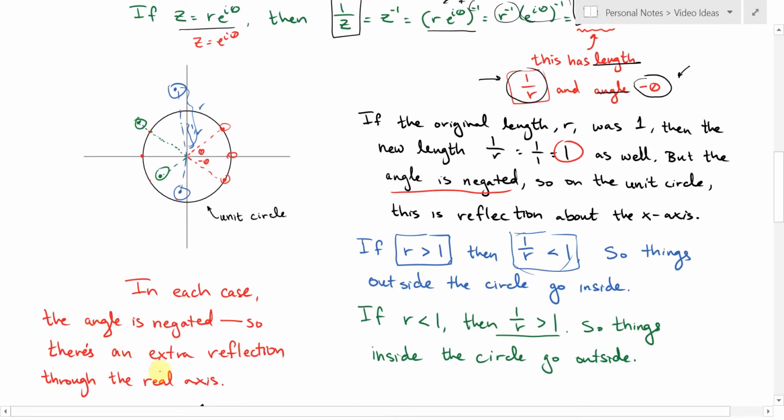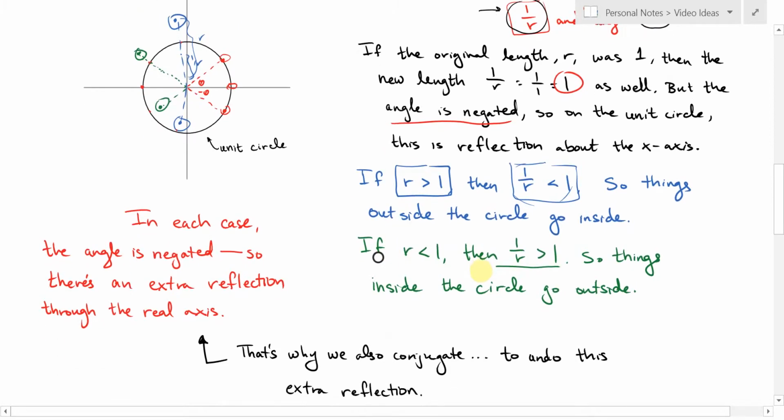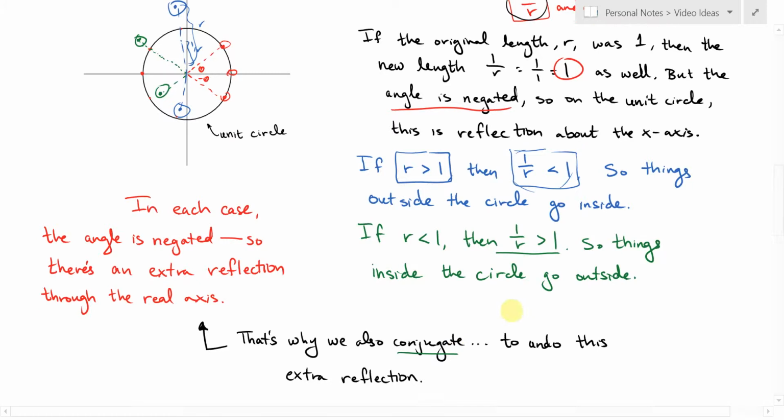There's this extra reflection through the real axis, which is kind of annoying, right? So one way we can get rid of that is to conjugate. That's why we conjugate, to undo this extra reflection, because that's exactly what conjugation does. It reflects back. And if you reflect twice, then you've undone the reflection.